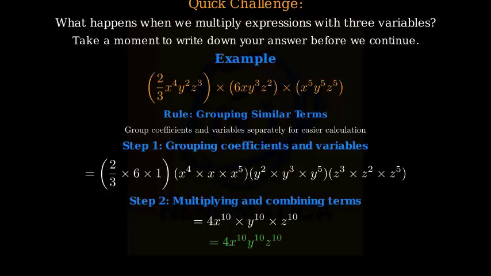Y squared plus y cubed plus y to the 5th equals y to the 10th. And finally, z cubed plus z squared plus z to the 5th equals z to the 10th. So our final answer is 4x to the 10th, y to the 10th, z to the 10th.